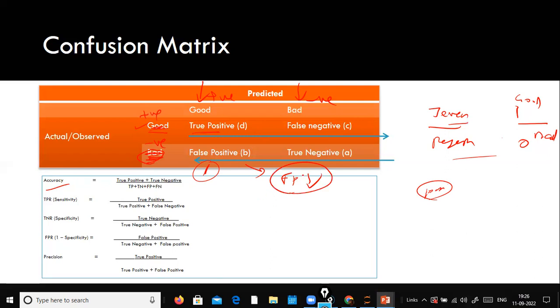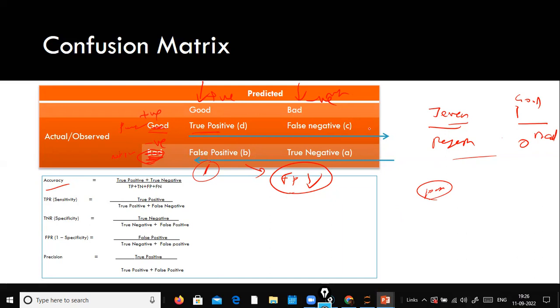Let's take another example: whether a customer is going to purchase or not. We want to predict, right? Actually the customer will purchase or not purchase. My model correctly predicted yes, he's going to purchase, fine. But my model predicted he's not going to purchase, when actually he is going to purchase. In that case, I'm going to lose the customer base, a potential customer.